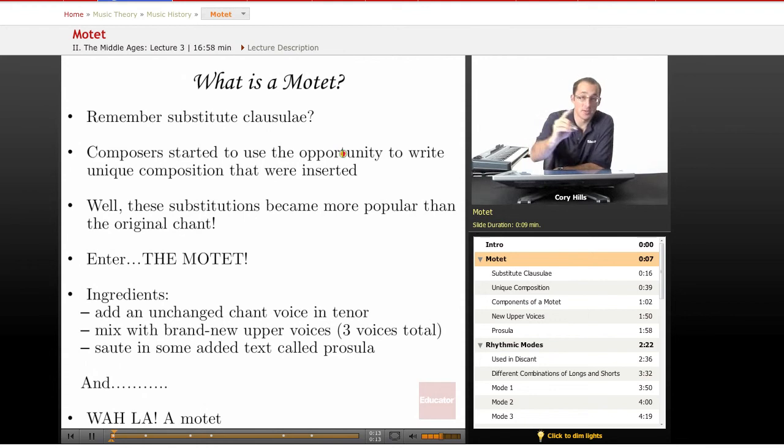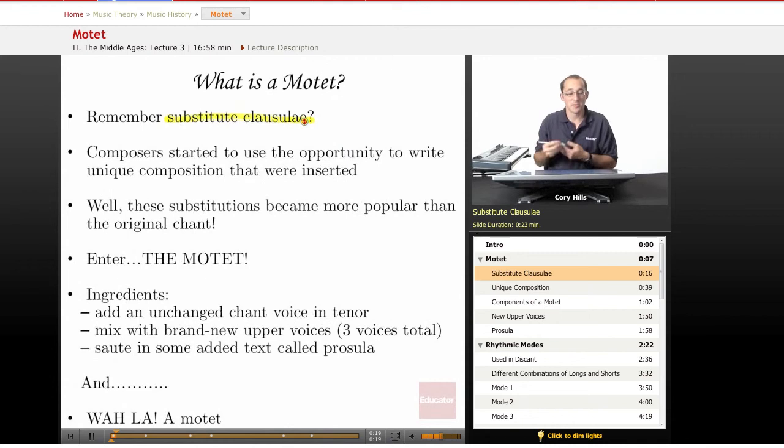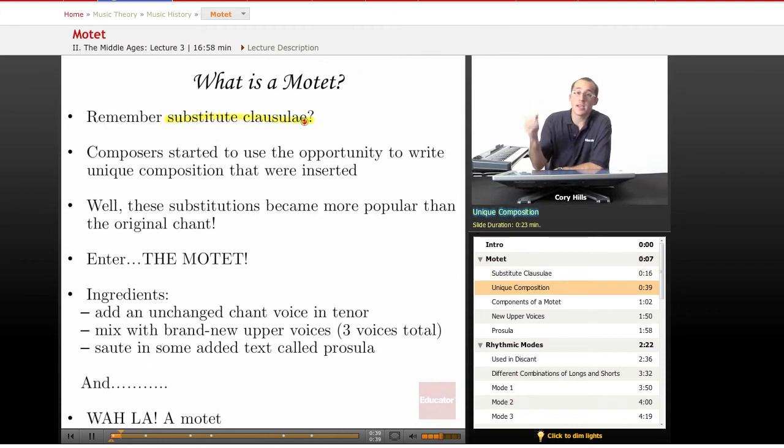Well, you remember, I told you not to forget substitute clausula, and of course you answer, yes, Dr. Hills, we remember substitute clausula. Well, the whole issue of substitute clausula, remember I said that it began to be expanded and it sort of became its own unique standalone piece. Well, composers started to use the opportunity to write for this section a unique composition. I know that's a pretty cool phrase, a unique composition. They started to use the substitute clausula as a way to write an actual piece.